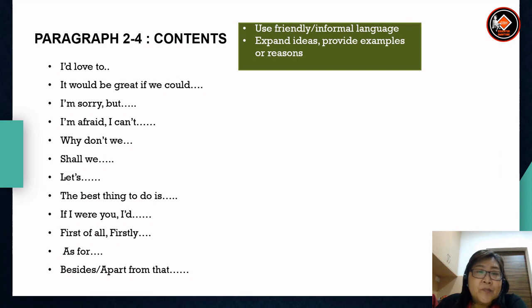I'd love to. It would be great if we could. I'm sorry, but I'm afraid I can't. Why don't we? Shall we? Let's. The best thing to do is, if I were you, I'd. Then remember that you can use sequence connectors and also linking words. For example, we have here, first of all, firstly, first, as for, and then you can use others like besides, furthermore, moreover, in addition, apart from that.